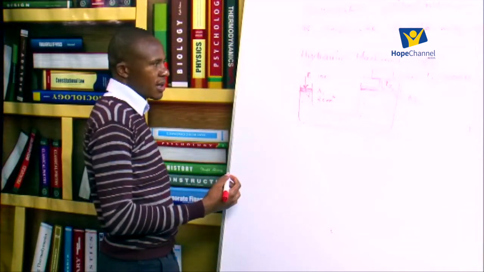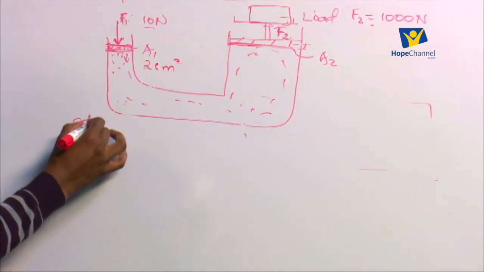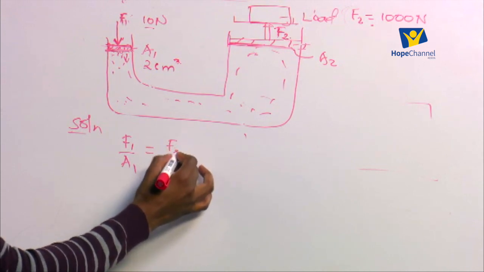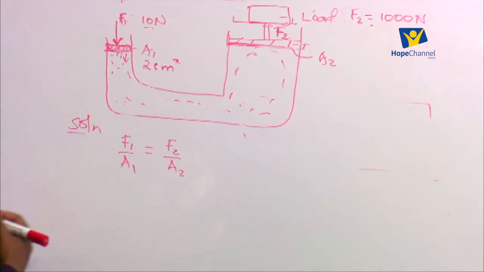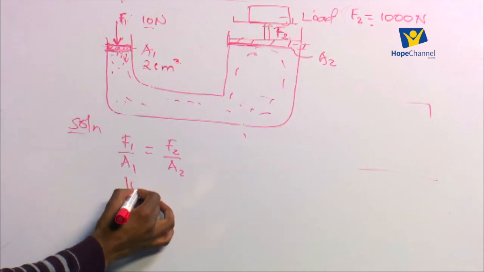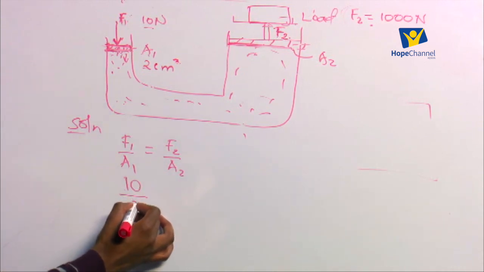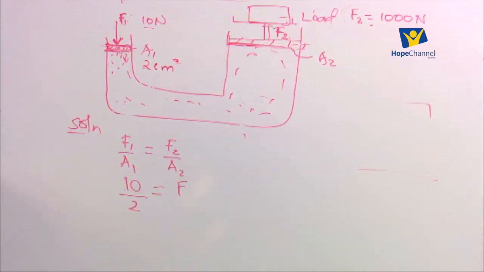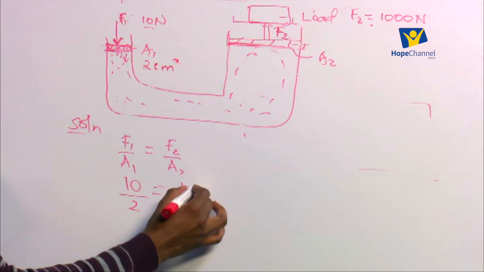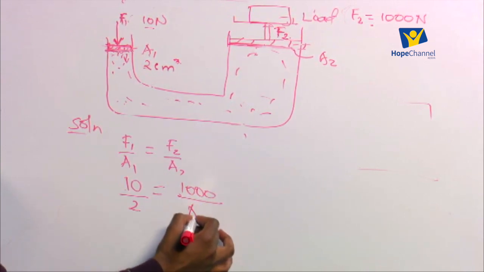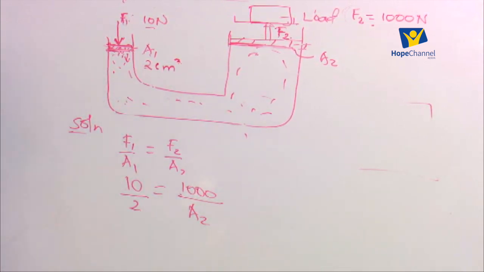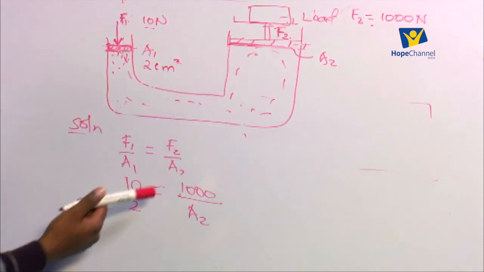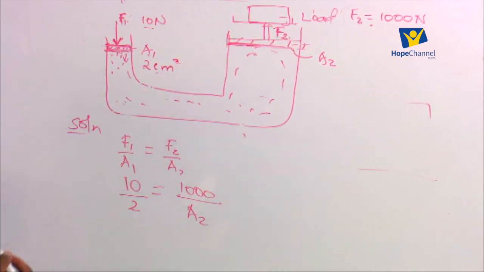So we shall still do the same thing: F1 divided by A1 should be equal to F2 divided by A2. From the diagram, F1 is 10, so we have 10, A1 is 2, so we divide by 2, should be equal to F2, which is 1,000, divided by A2, whose value we do not know. We can still work the way it is. We do not convert the two, so that the answer we shall be getting at the end will be in square meters. It is still accepted.